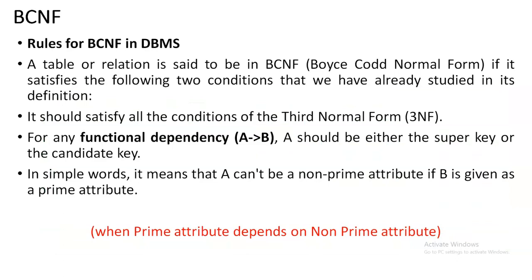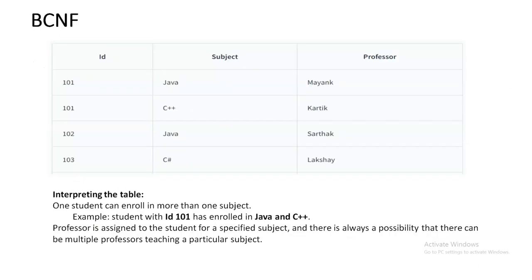To make your table BCNF, that is Boyce-Codd Normal Form, there are two conditions. The first condition is your table should be in third normal form. First of all, your table should be in third normal form. If it is so, you check for the next condition, which is functional dependency. Functional dependency is nothing but when a prime attribute depends on a non-prime attribute. That kind of situation we will call a functional dependency. We'll see with an example.